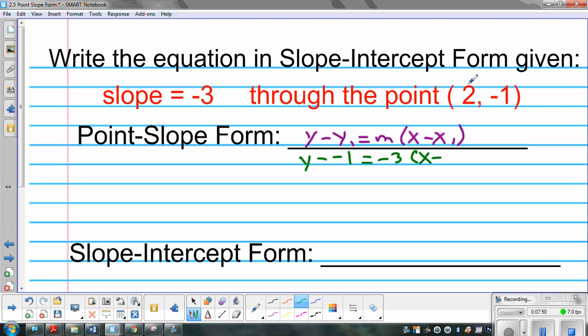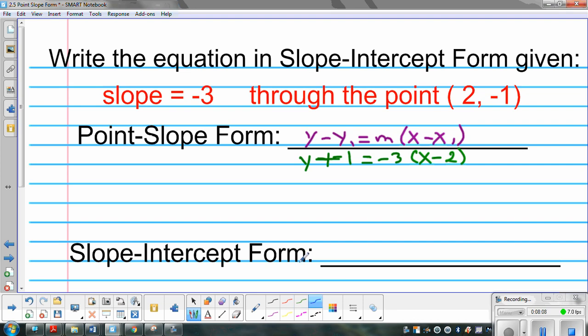X minus x sub 1 is right here. There's my 2. Before I continue, I'd like to simplify. Minus a negative really becomes a plus. So now we have y plus 1 equals negative 3 times x minus 2. That is point slope form.